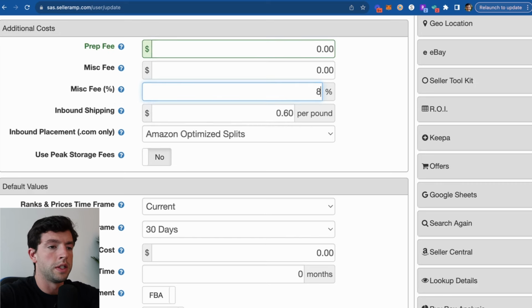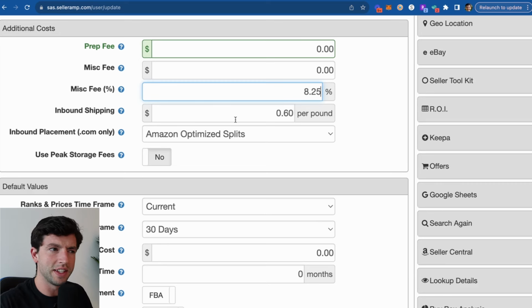For example, if you're in Texas, it's probably going to be about 8.25%, as well as your inbound shipping cost to Amazon, which is going to end up being about 60 cents per pound standard as a new seller. Eventually, that's going to go down as you optimize your box sizes and unit sizes per box, etc. It's really, really important that you make sure you do this right when you get SellerAmp, so that way the SellerAmp profit calculator is showing your exact numbers.